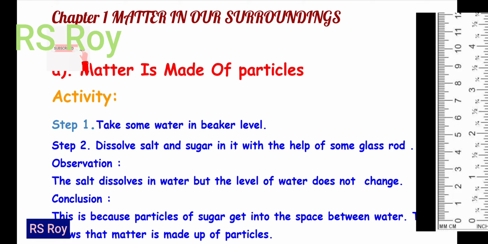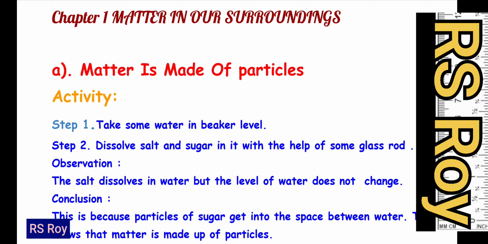We will do an activity in which we take a beaker or glass and some water, and dissolve salt and sugar in it with the help of a glass rod. We will observe that the salt dissolves in water but the level of water does not change. This means the particles of the sugar or salt get into the spaces between the water particles. This shows that matter is composed of particles.